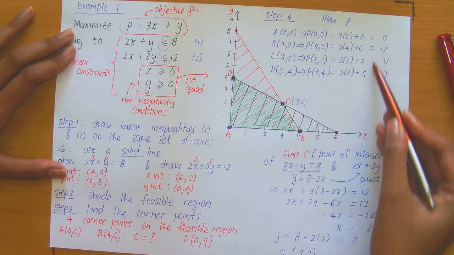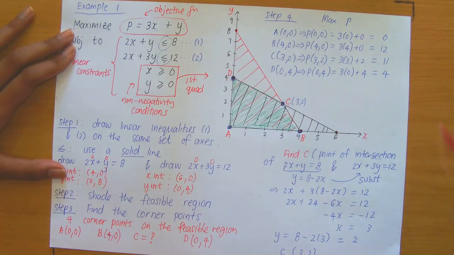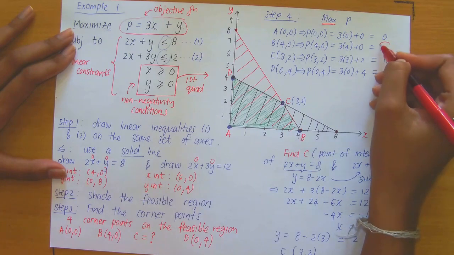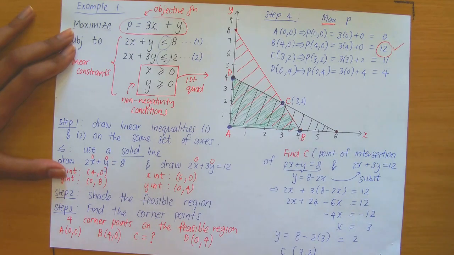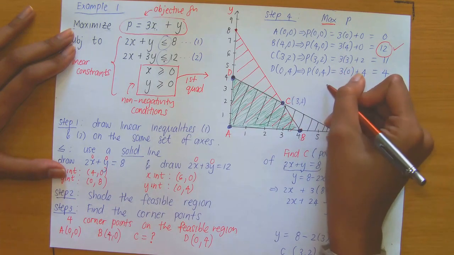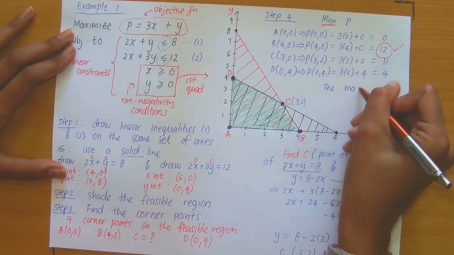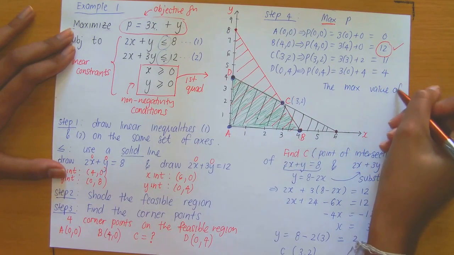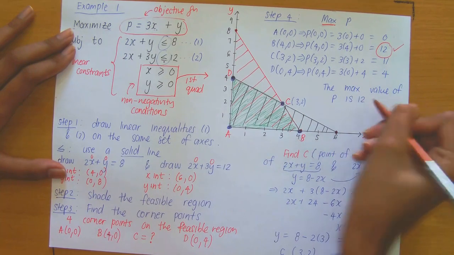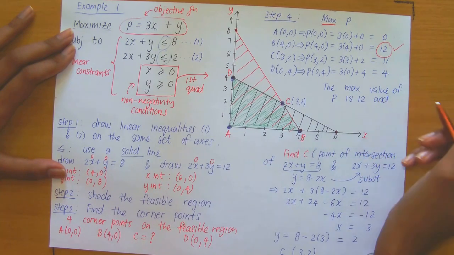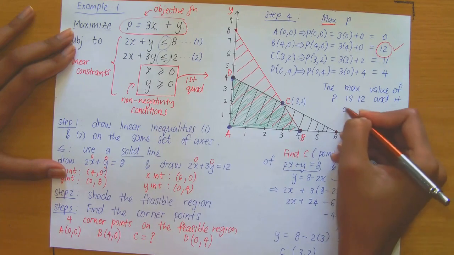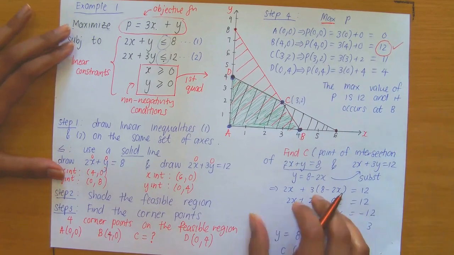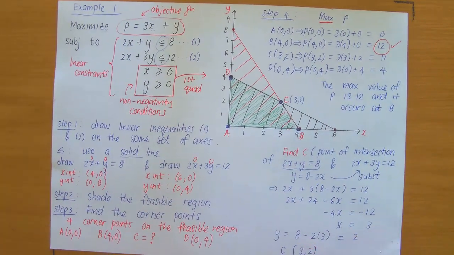Right, so we've got out all of the final answers. The thing to do now is to pick the maximum and observe that amongst these 4 answers, 12 is the maximum. So that means the maximum value of our objective function P is 12, and this occurs at the coordinate B, and that is how you solve a linear programming problem.